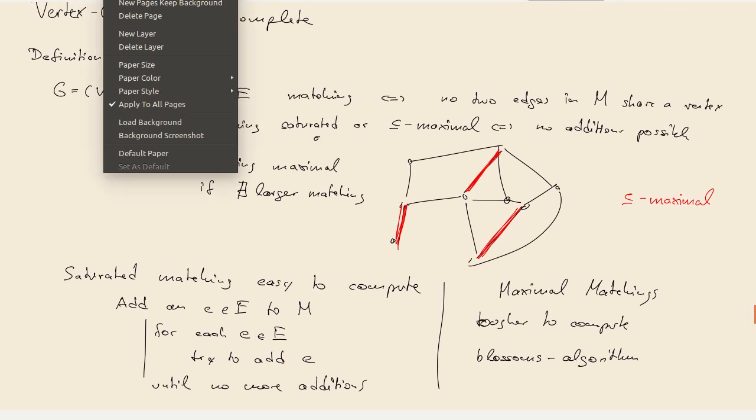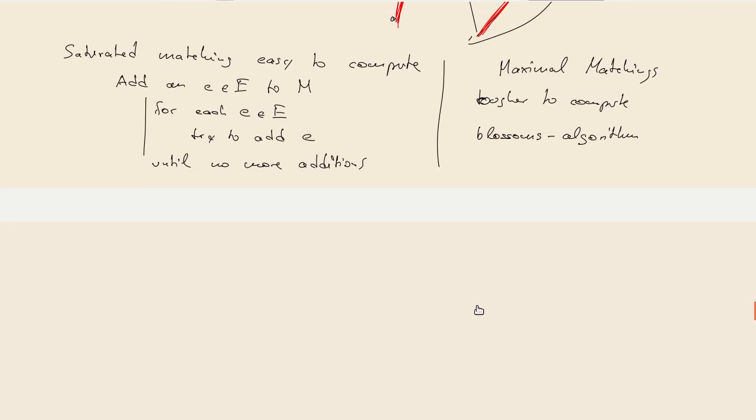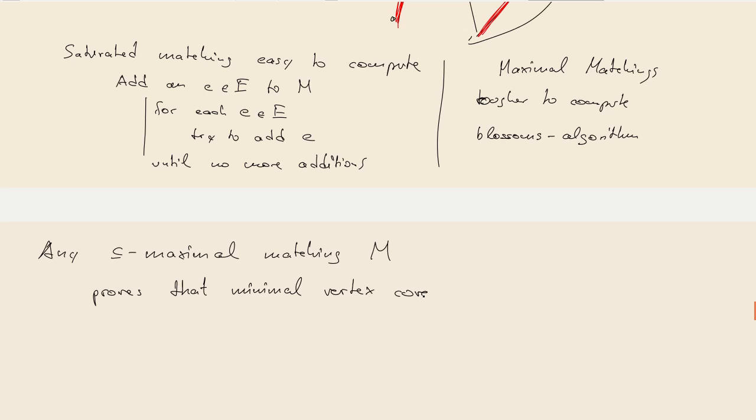And we make the following simple observation. Any inclusion maximal matching M is a certificate that proves that the minimal vertex cover needs at least half of the vertices in this matching.